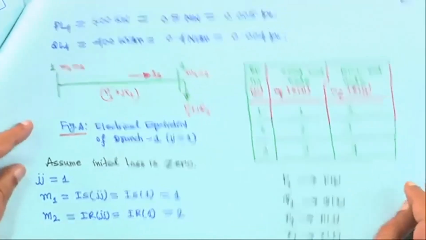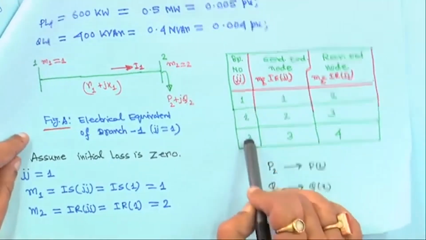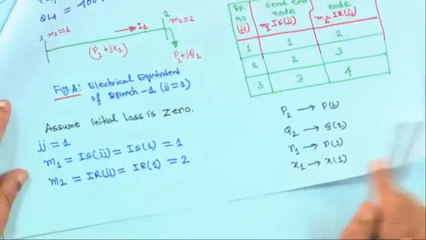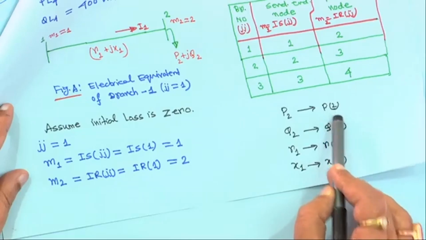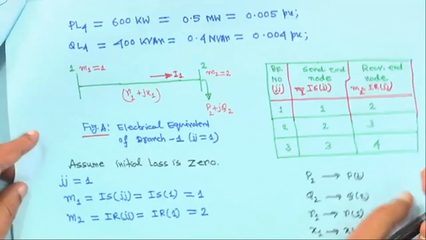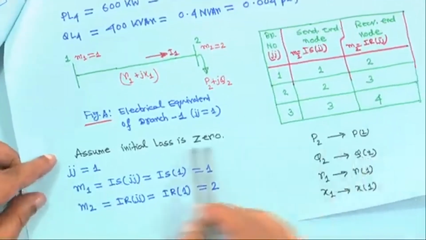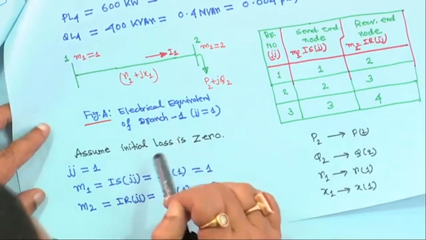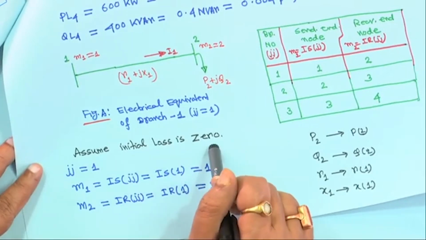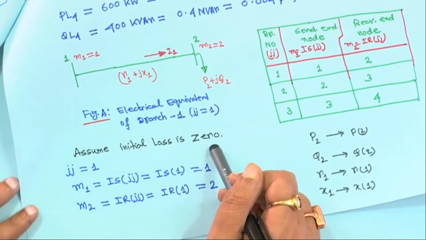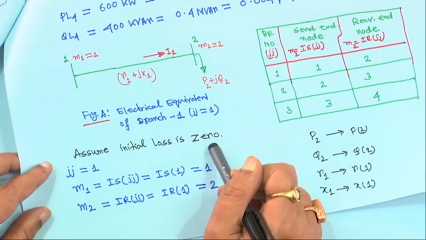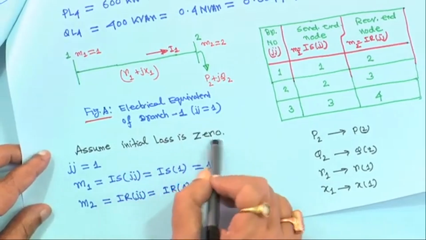Now, the same example: this is branch number 1, 2, 3, sending and receiving end, sending and receiving end, sending and receiving end, right. Here also meaning is same, P suffix 2 and P bracket 2 all are same. Similarly, Q2, R1, everything meaning is same, right, they are identical. So, for the second method initially we have to assume that loss is 0, that means all the branch power losses are 0, that means real power losses and reactive power losses in all the branches you assume initially are 0, right.